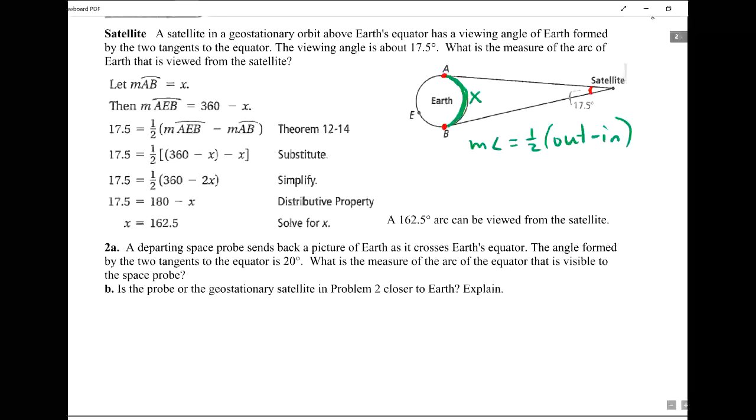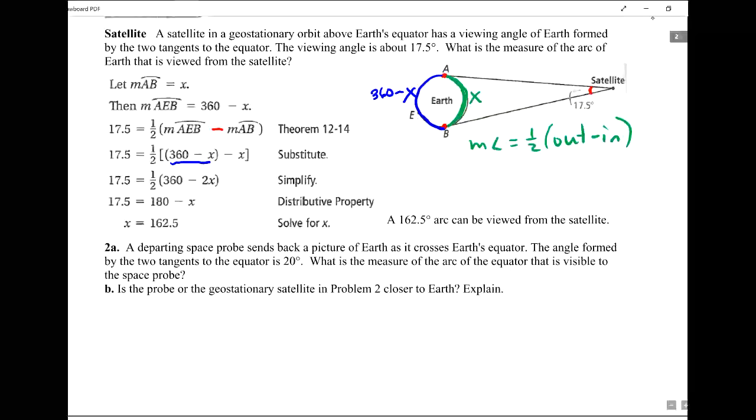Now the only problem is we don't have an outside arc. But if you look at this, we have two tangents. So we know that these two arcs both equal, if we added them together, they would be 360. So this arc out here is 360 minus x. Right? Whatever x is, if I subtract 360 from it, I get that arc. So we are going to substitute that in here. There's our 360 minus x.